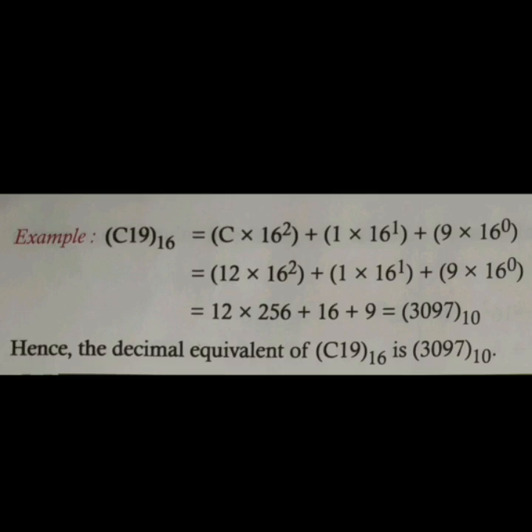Now solve the powers. Multiply 16 two times. Multiply 16 with the 1 and 16 to the power 0 is equal to 1. Then add all the numbers. We will get 3097. That is the decimal equivalent of the hexadecimal number.